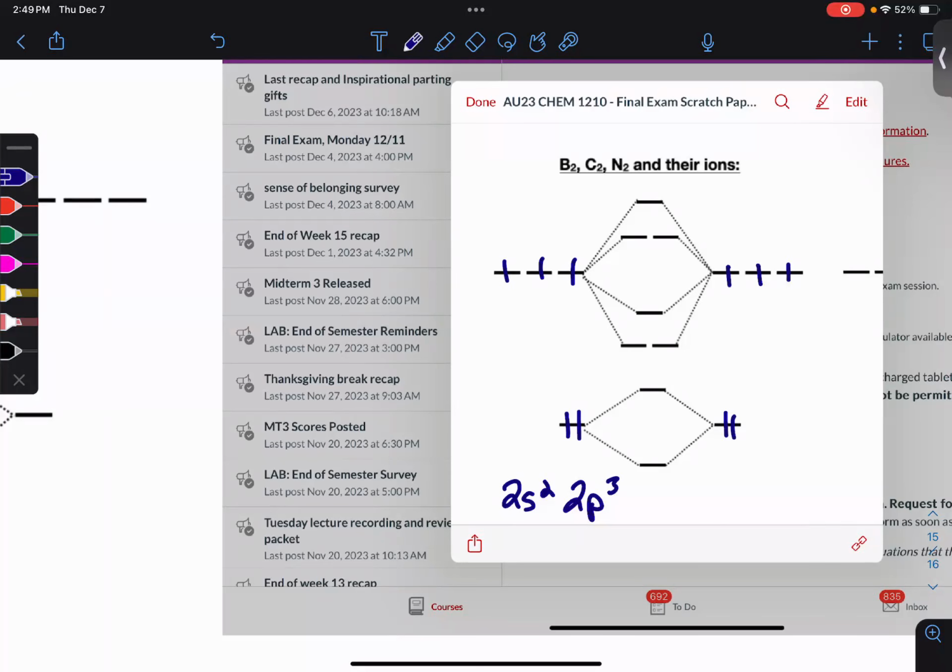Now we just want to rearrange those 5 electrons that were in atomic orbitals. Now we want to put them in MOs, following the same exact rules as before. So 1, 2, 3, 4, 5, 6, 7, 8, 9, 10. So that's the MO diagram for diatomic nitrogen.